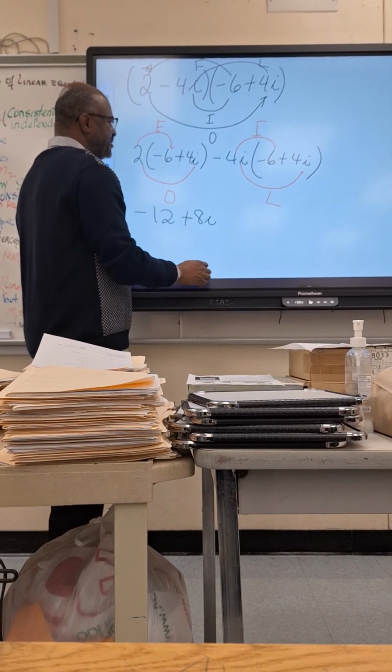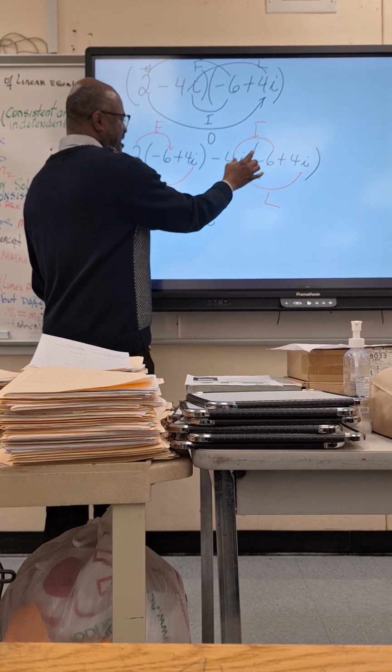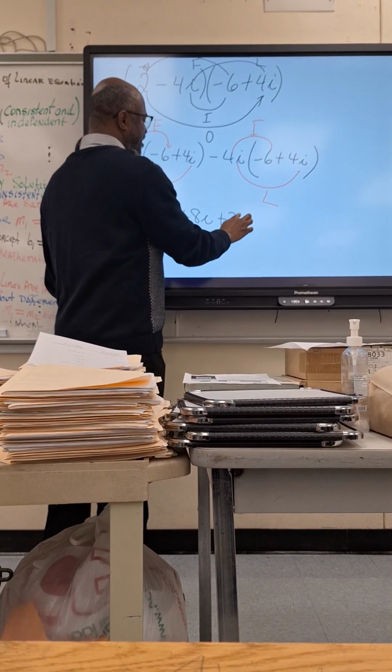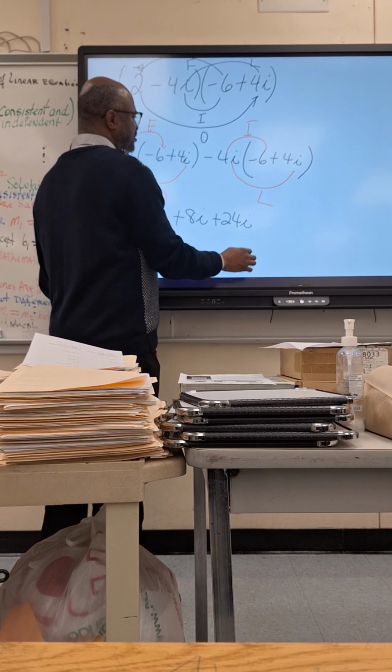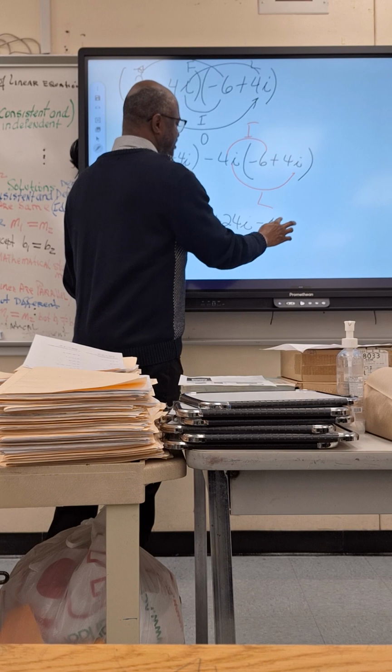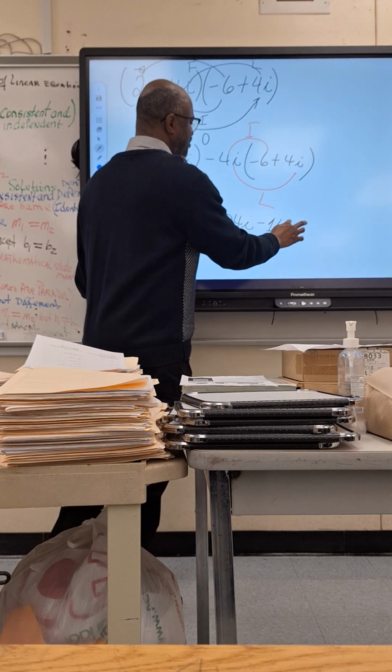You end up with plus 24i. Alright, two negatives become positive. That's well done. Positive 24i. And this is going to give you minus 16, -16i squared.